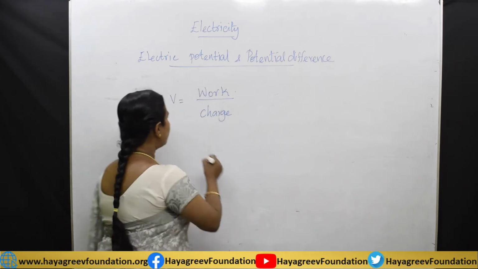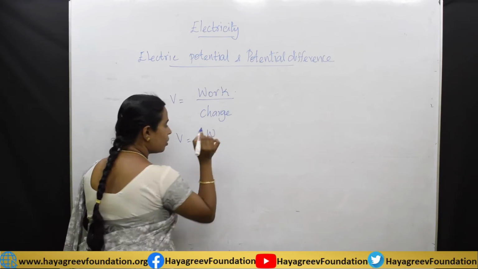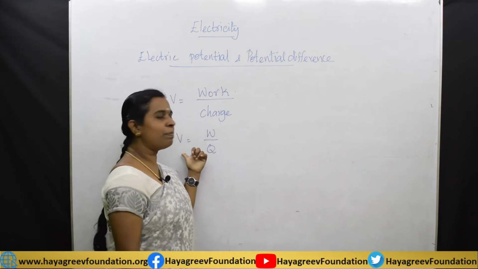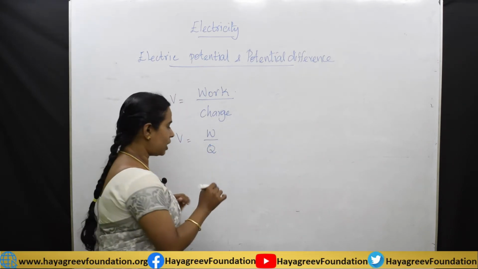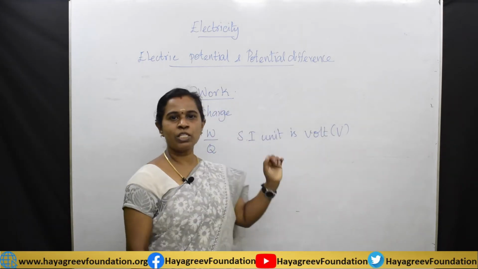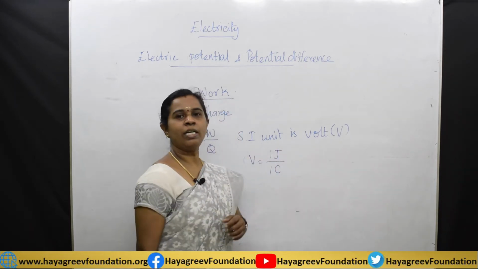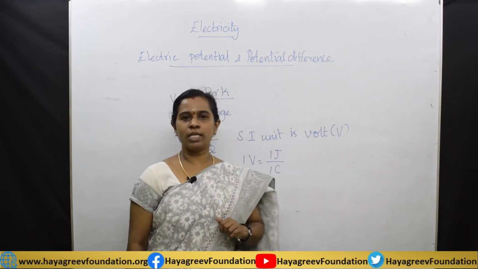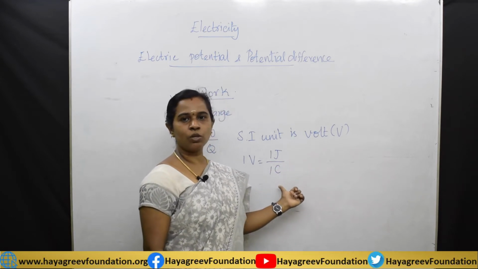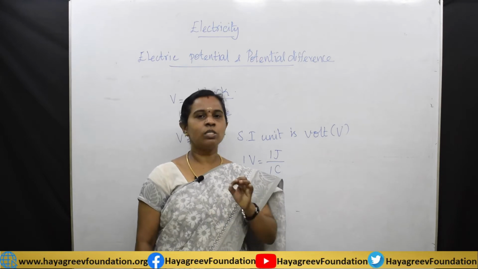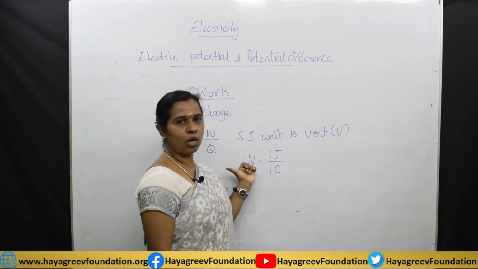Potential difference is represented by the symbol V. Work is W, charge is Q. So the SI unit of potential difference is the volt, symbol capital V. Now the definition of 1 volt. 1 volt is nothing but 1 joule of work used to move the charge of 1 coulomb. 1 joule of work used to move the charge of 1 coulomb is nothing but 1 volt.